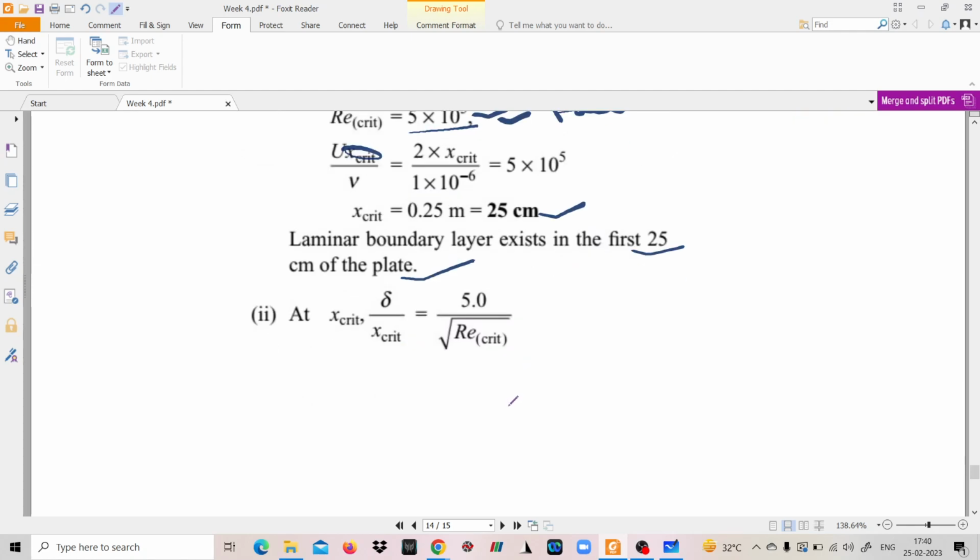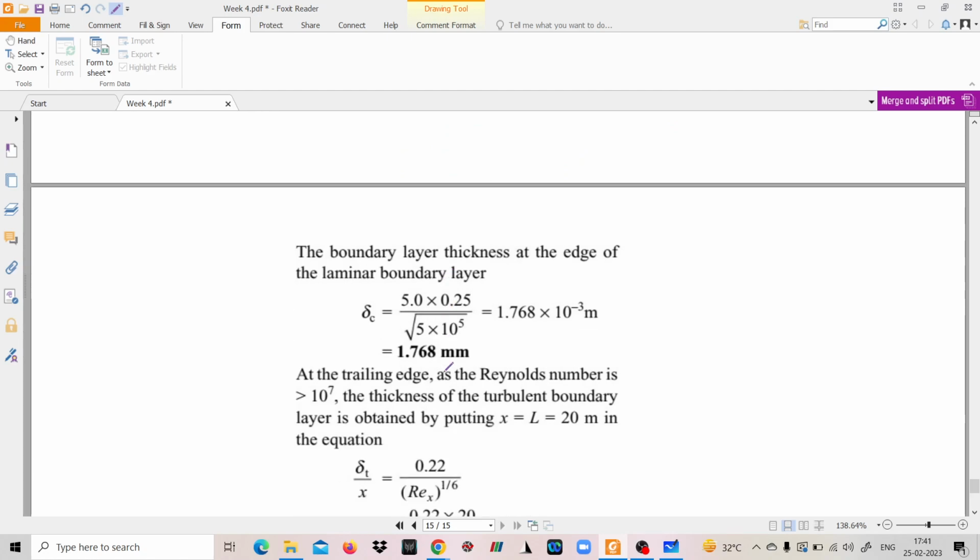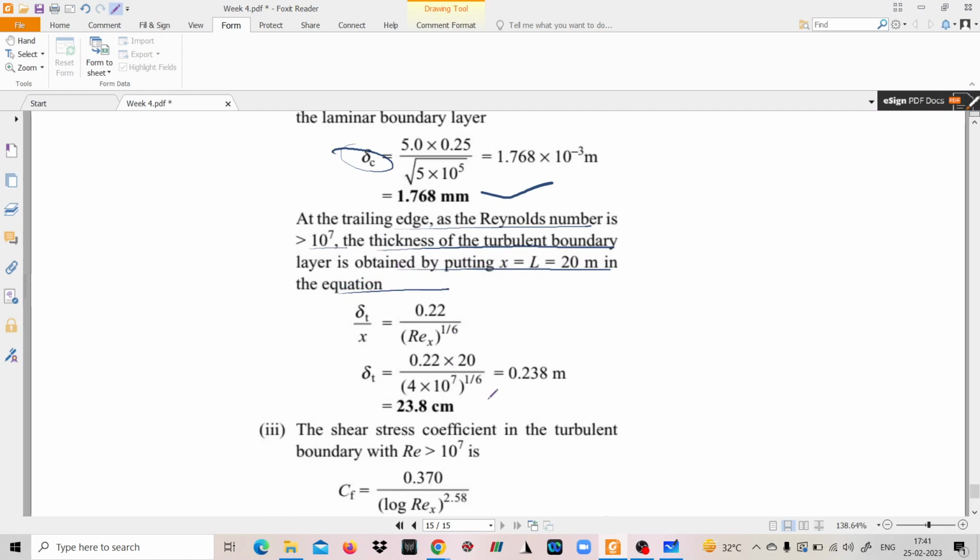Second part, what is the thickness of the boundary layer at this location? You can directly use the formula. At the trailing edge, as the Reynolds number is greater than 10 to the power 7, the thickness of the boundary layer is obtained by putting x equal to 20 meter in equation C. For a turbulent boundary layer, you have to make use of the turbulent boundary layer equation, and you find the thickness of the turbulent boundary layer.